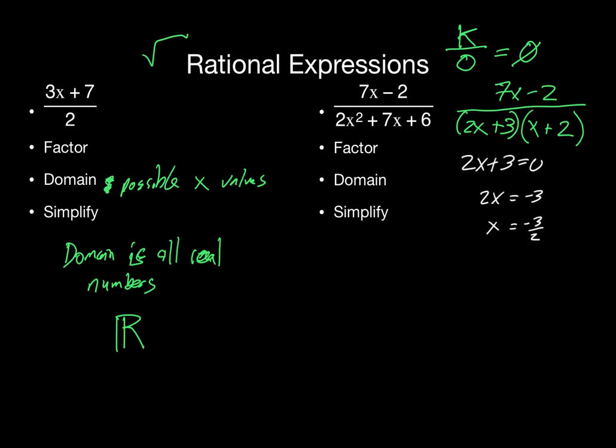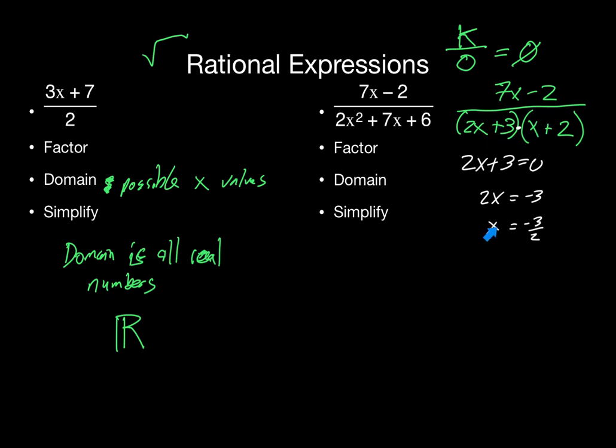When x is negative 3 halves. If you see what I did there, I took this thing and set it equal to 0. Why did I do that? Well, if I have 2 items in the denominator that are multiplying, they are multiplying to 0. If they multiply to 0, then I'll get 0 in the denominator.